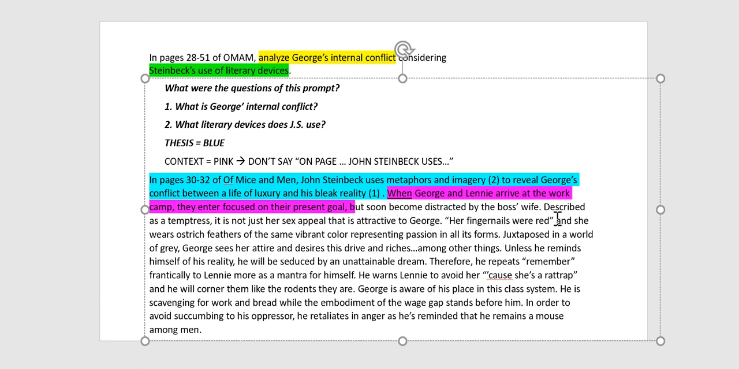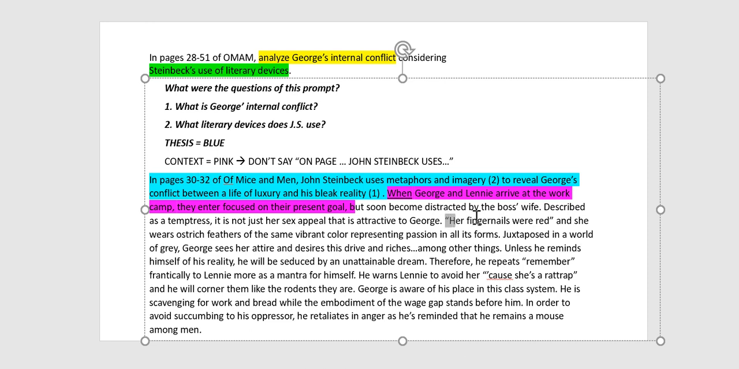Described as a temptress, it is not just her sex appeal that is attractive to George. What I notice about this sentence, described as a temptress, is an incomplete thought followed by a complete thought, meaning I've used a complex sentence here. And I'm going to use a lot of sentence variation throughout here so my sentences don't all sound the same. I wish I could do some writing on here, but I've got to do everything in type.